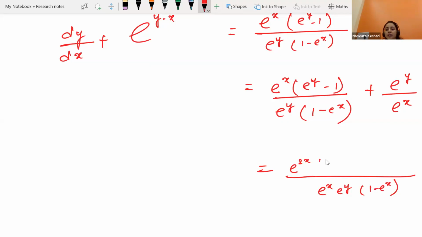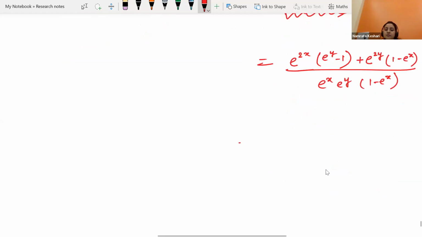Yes, ma'am. Okay, e to the power y minus 1, and for the other one e to the power y is there. One more, like this complete term will get multiplied with that numerator, right? Yes, ma'am. So we can write e to the power 2y, right? Yes. Into 1 minus e to the power x. Any confusion so far, Fatima? No, ma'am. Okay, let's open the bracket. So e to the power 2x is there, e to the power 2x into e to the power y minus e to the power 2x plus e to the power 2y minus e to the power 2y into e to the power x.